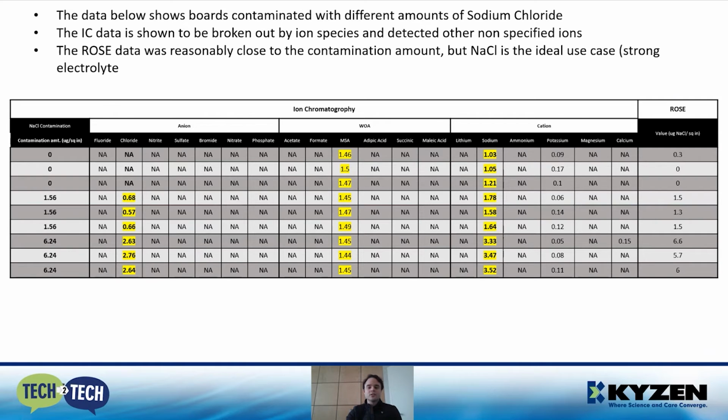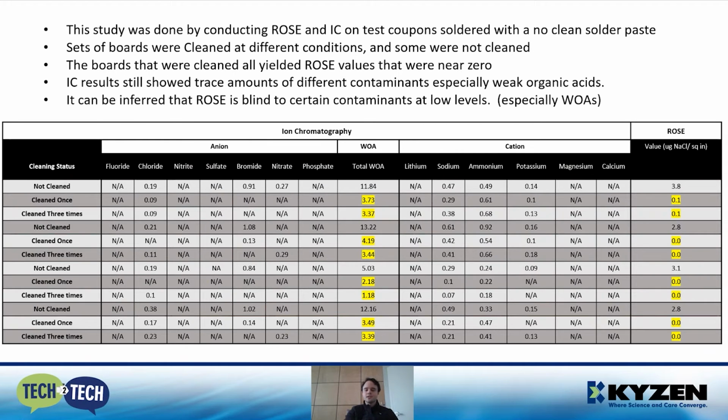Sodium chloride is a strong electrolyte, and the method was conducted on a bare board, so there wouldn't be any problem for the IP in water to penetrate. This next set of data is from a separate study involving test coupons soldered with a no-clean flux. Within this data set, there were 3 cleaning conditions, all at half a foot per minute: boards that were not cleaned, boards that were cleaned at 1 pass, and boards that were cleaned at 3 passes.